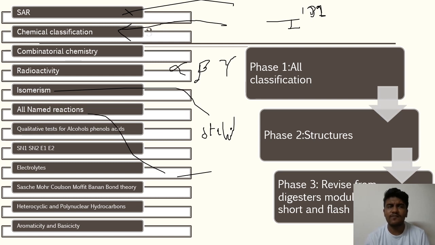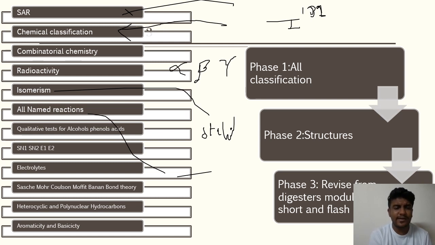So there are various qualitative tests like Victor-Meyer test, Lucas test for alcohols. We have ferric chloride test, bromine water test, ester test, Benedict, Tollens like for aldehydes, ketones, distinguishing them, Schiff's reagent. So you need to know the reagent, the color change, and what group it is detecting.